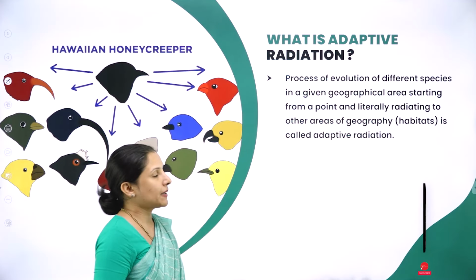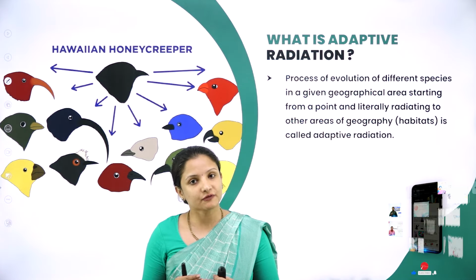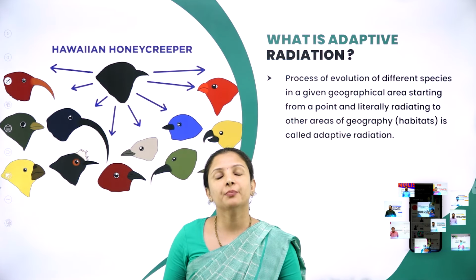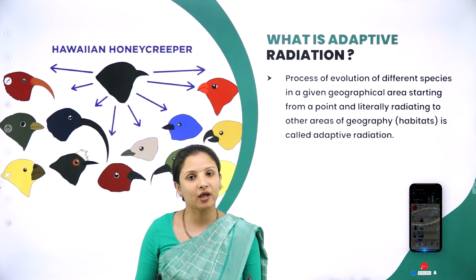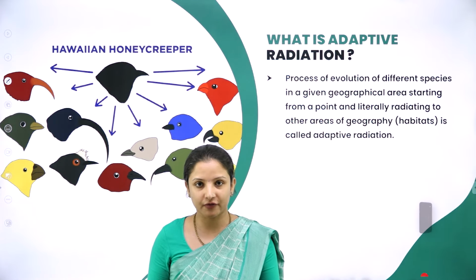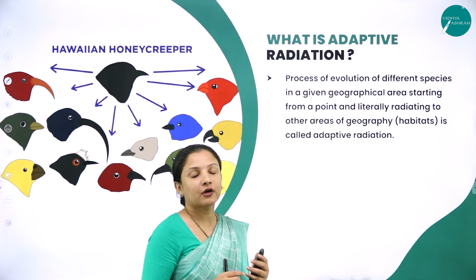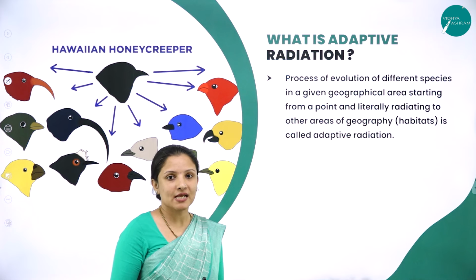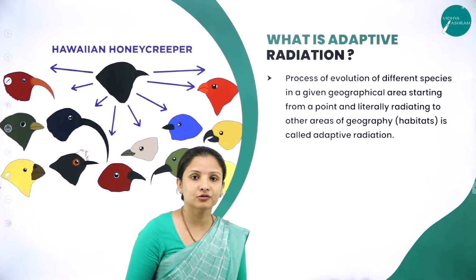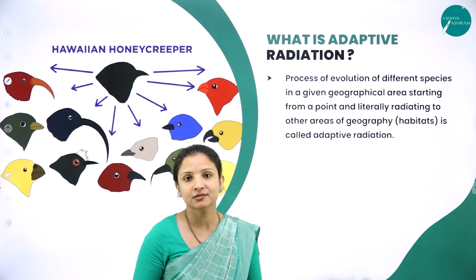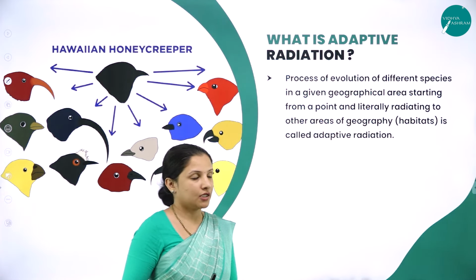So what is adaptive radiation? Adaptive radiation is nothing but different types of organisms evolving in a particular geographical area and then distributing themselves to various habitats or various geographical areas. So that is what is called adaptive radiation. For adaptive radiation, we can take Darwin's finches as one of the best examples, and also the Australian marsupials can be considered as one of the best examples for adaptive radiation.